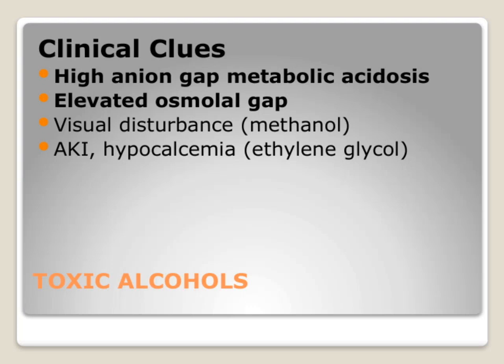When evaluating a patient with suspected toxic alcohol poisoning, there are several key clinical clues to keep in mind. First, we often see a high anion gap metabolic acidosis, which suggests the presence of an unmeasured acid in the blood, commonly from toxic alcohol metabolites. Additionally, an elevated osmolar gap can be a crucial hint. It indicates the presence of osmotically active substances like methanol or ethylene glycol that haven't yet been fully metabolized.